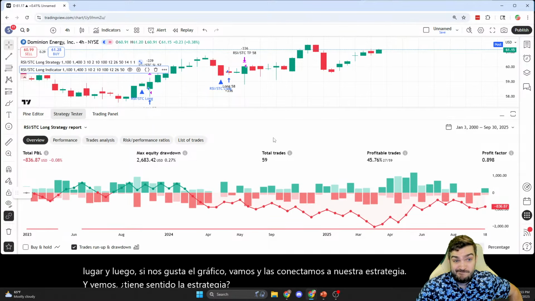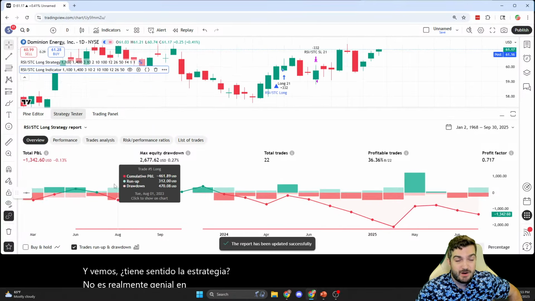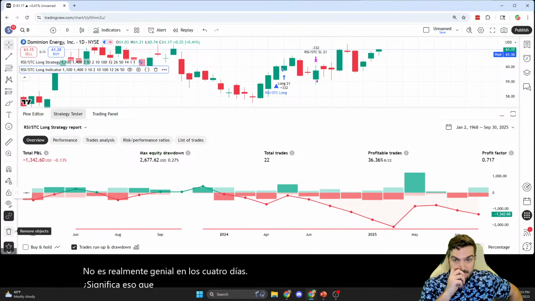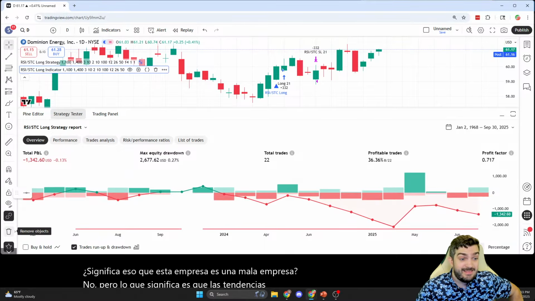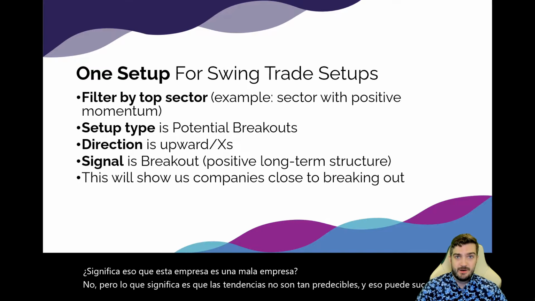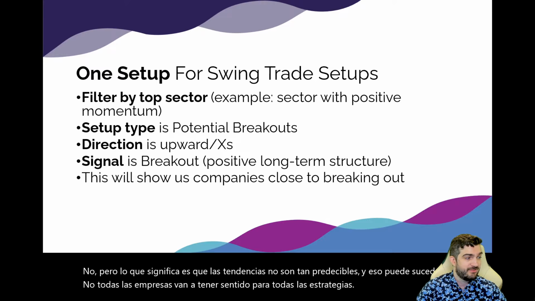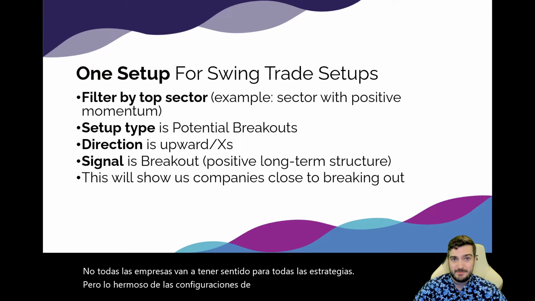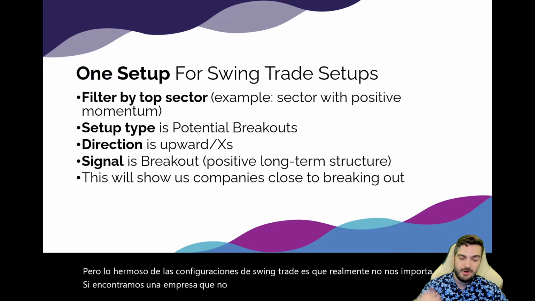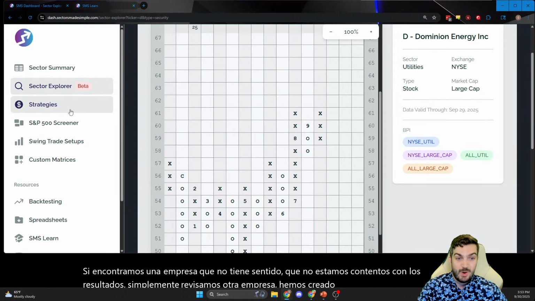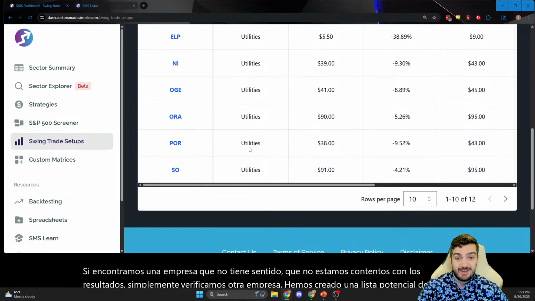This one, not really great on the 4-hour, not really great on the 4-day. Does that mean that this company is a bad company? No. But what it means is that the trends aren't as predictable. And that can happen. Not every company is going to make sense for every strategy. But the beautiful thing about swing trade setups is that we don't really care. If we find a company that doesn't make sense, that we're not happy with the results, we just check another company. We've created a potential list of 12 different companies in a few seconds.